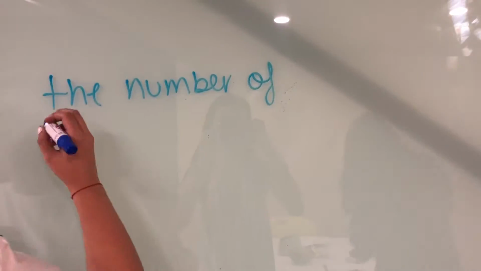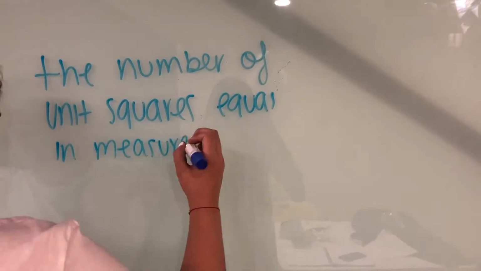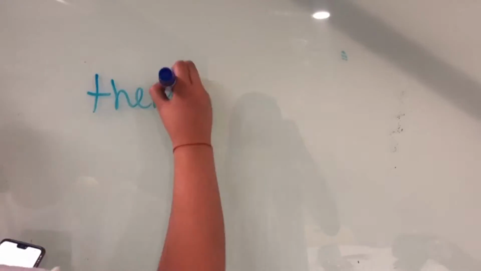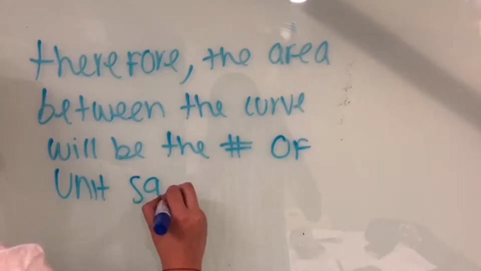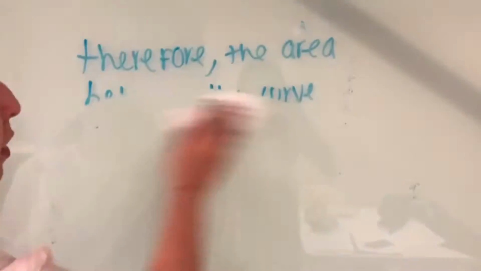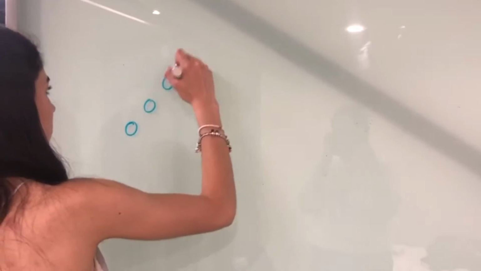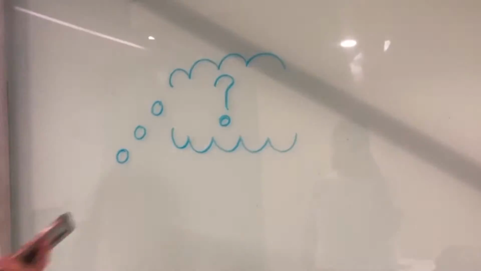According to the Merriam-Webster Dictionary, the area is the number of unit squares equal in measure to the surface. Therefore, the area between curves will be the number of unit squares equal in measure to the surface between two functions. But how can we solve this? We're going to give you the next formulas in order to do it.